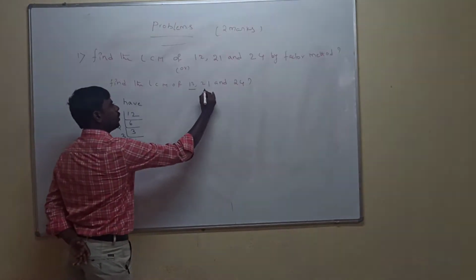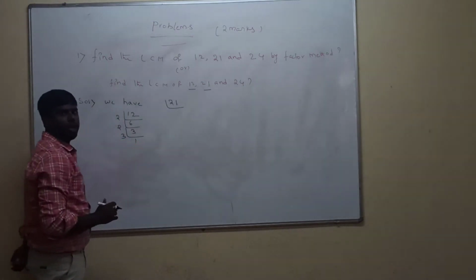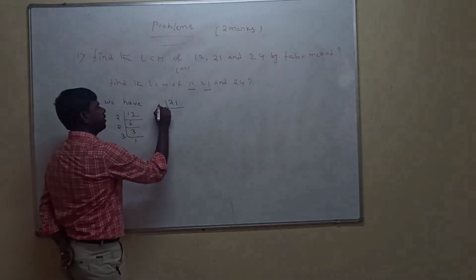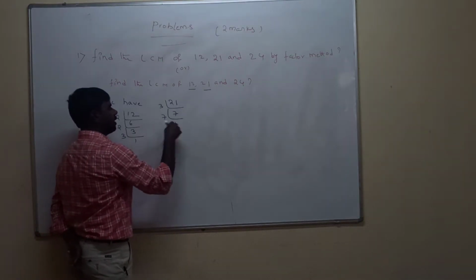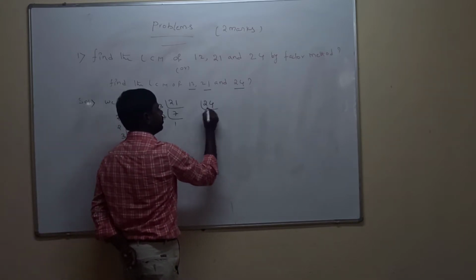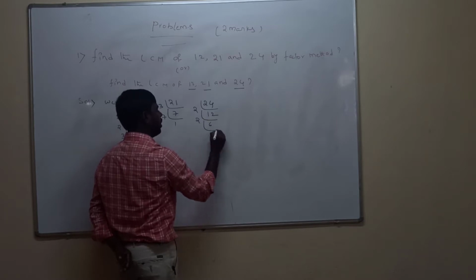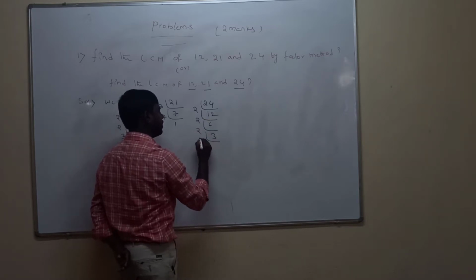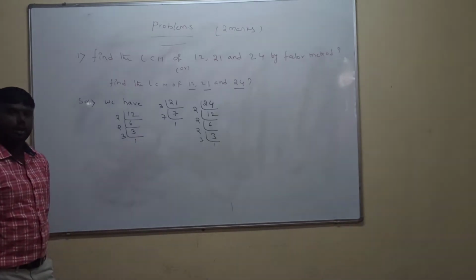The next number is 21. 2 does not divide 21, so the next number is 3. 3 sevens are 21, and 7 ones are 7. The next number is 24. 2 twelves are 24. 2 sixes are 12. 2 threes are 6. 3 ones are 3. So each number should be done using the division method.